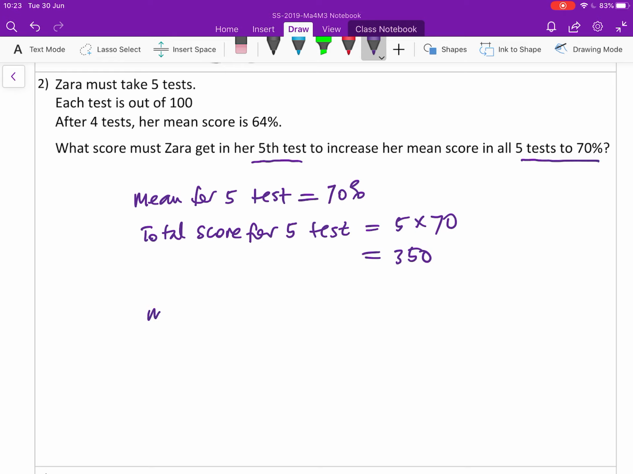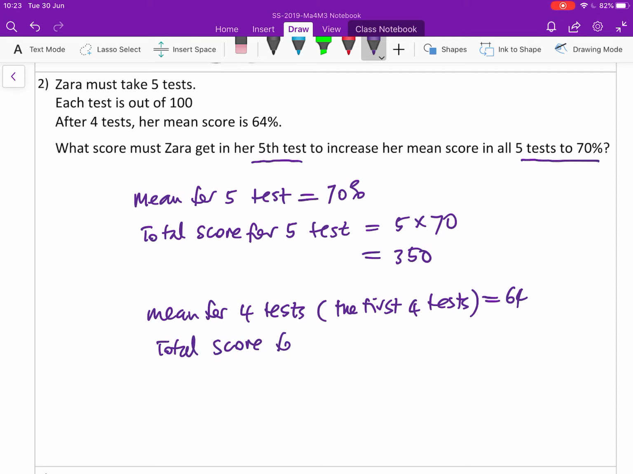After 4 tests, the mean for the first 4 tests is 64. So what is the total score for the first 4 tests? That must be 4 times 64. 4 times 64 is 256. And you can tell for 5 tests, it's 350. For 4 tests, the total score is 256.